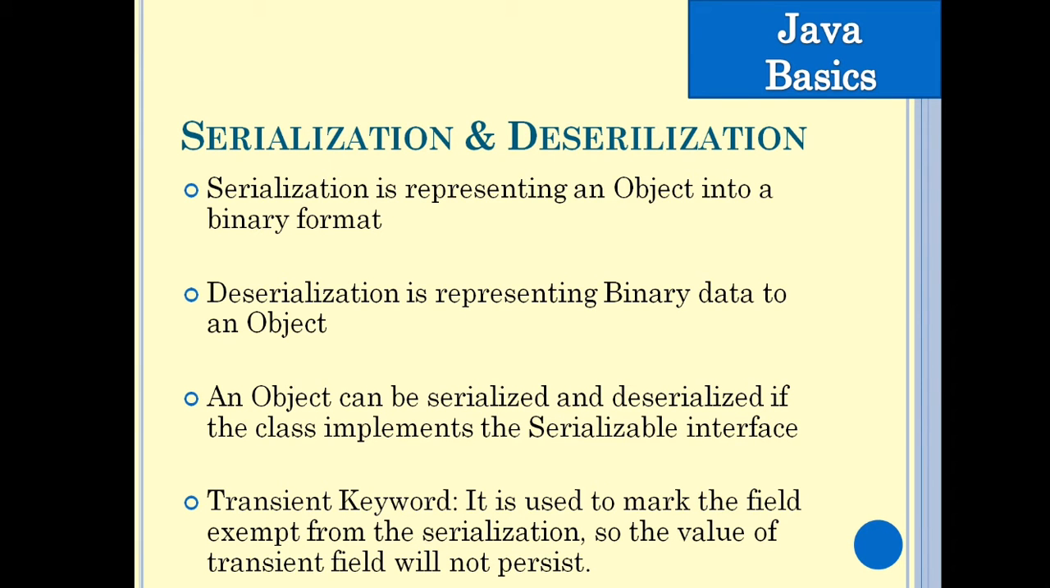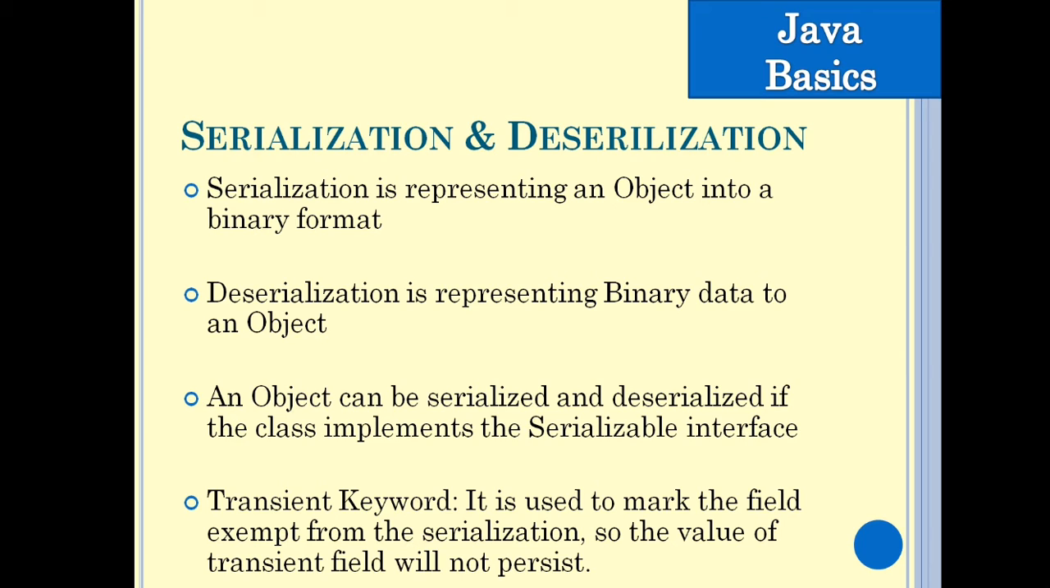Now we need to discuss serialization and deserialization. Serialization is a process in which we convert the representation of an object into a binary format, right? So we read an object, we convert it into binary, and we save it to a file, or some other network connection, or to SQL via JDBC. Deserialization is the opposite of serialization: representing binary data as an object.